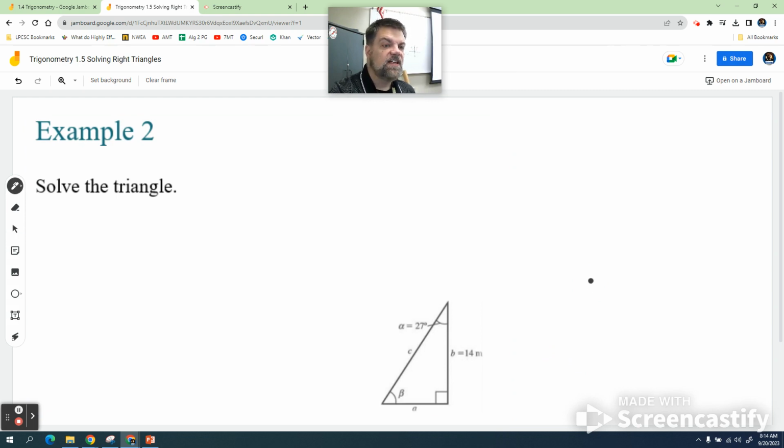So we have to list the angles. My angle A, or alpha, is 27 degrees. They want me to find beta. I have to figure that out. And then this remaining one, you could call gamma. I think that's what your textbook uses sometimes, gamma. We know that's 90 degrees, right?